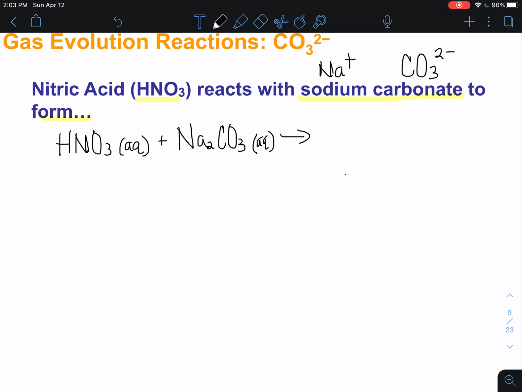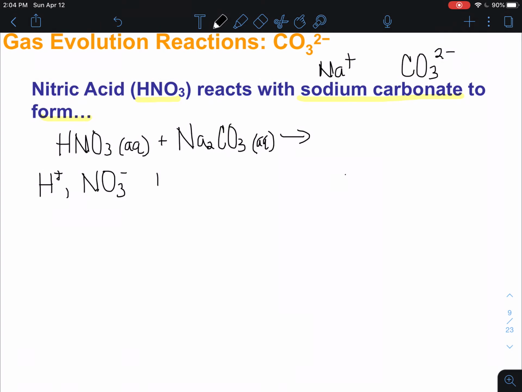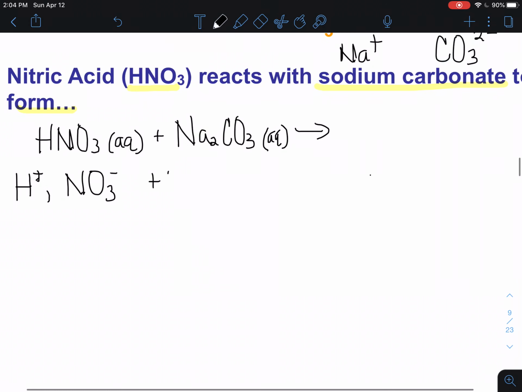Now I'm going to break this guy up because it is soluble. So H plus, NO3 minus, plus 2 Na plus, CO3 2 minus.